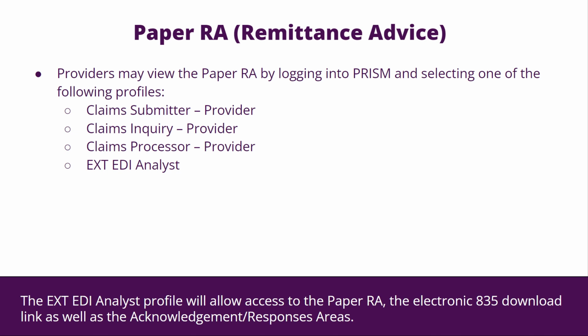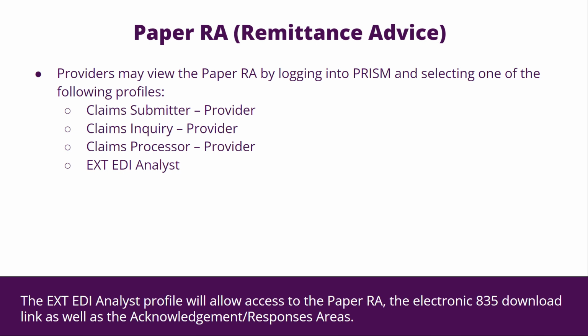In order to access these remittances, you or your staff will need individual logins. Once enrolled with a username, any one of the following profiles will allow access to the My Inbox area where paper RAs are stored. These profiles are Claims Submitter, Claims Inquiry, Claims Processor, and the EXT EDI Analyst. The next few slides step through directions of how to view a paper RA in detail and how to download the 835 electronic file if desired. Instead of reading through those slides, I thought it would be helpful to see the navigation in real time. After which we'll finish up with some final screenshots of the RA list for downloading the 835 electronic RA.